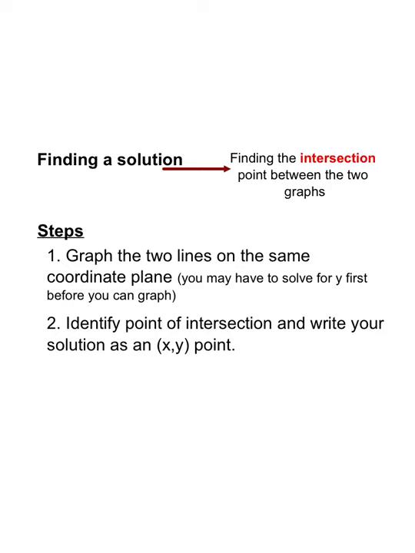You do have to keep in mind that if the equation is not already written as y equals, for instance, if it's 3x plus 2y equals 8, you do have to solve for that y first before you can graph it, or at least make it much easier to graph if you solve for that y first. And once you've solved them both for y, if they aren't already, you graph them and then you find that intersection point, and that becomes our solution.